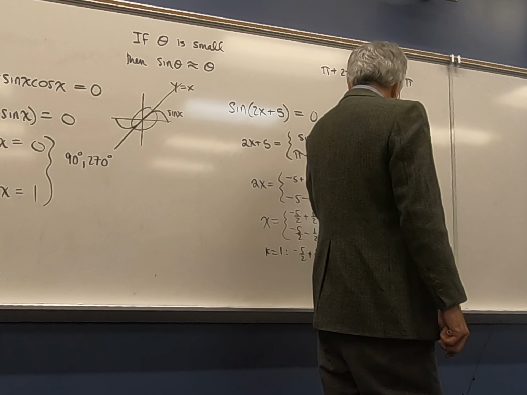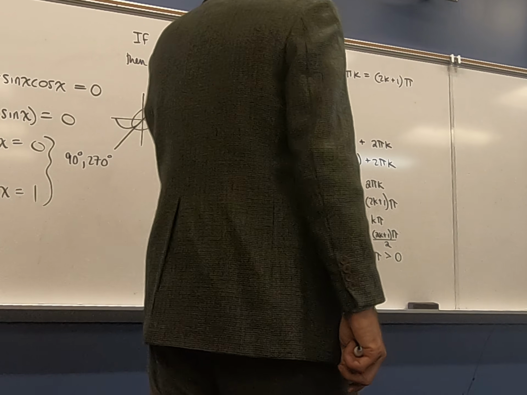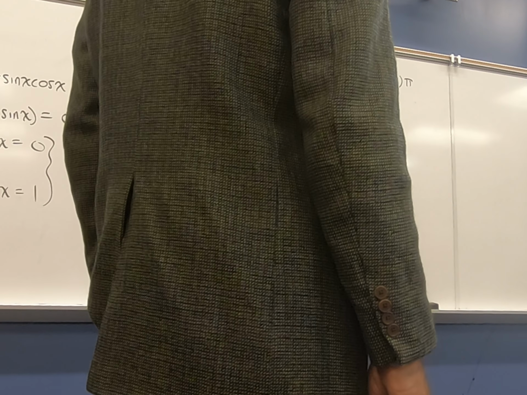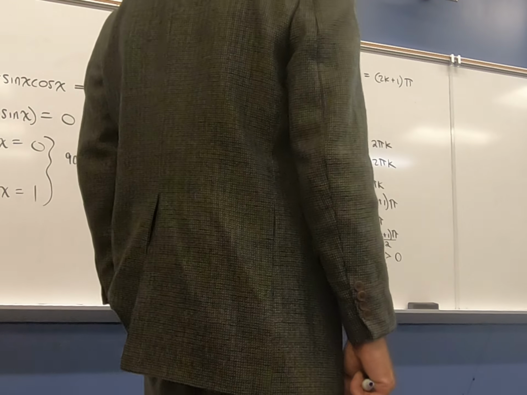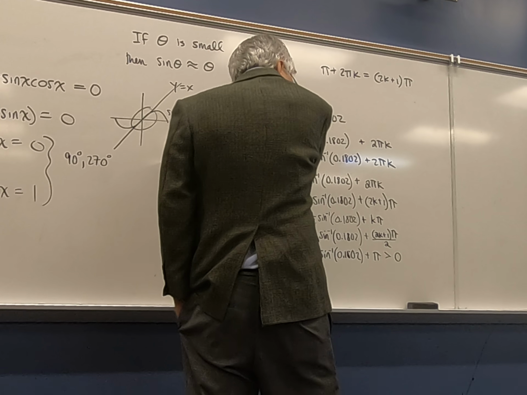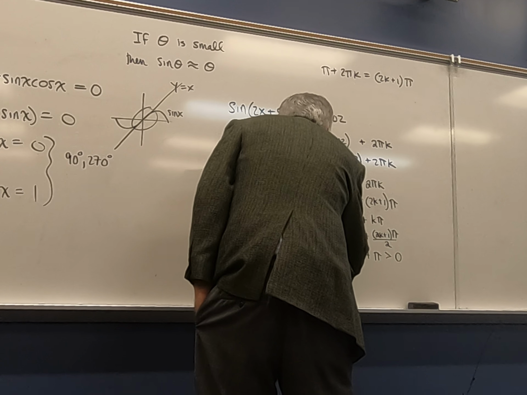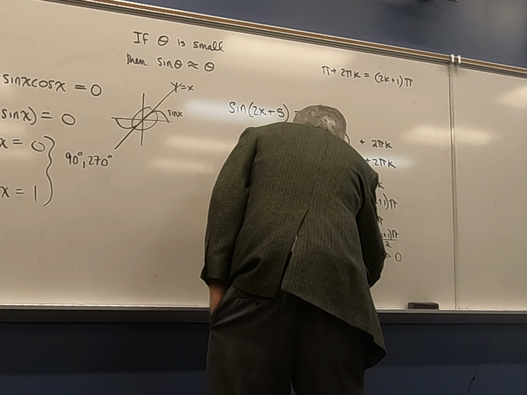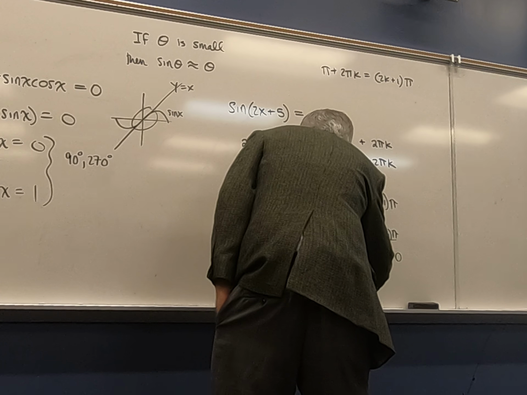So if k equals 1, I've got 3/2 pi. That's going to be bigger than pi, which is going to be bigger than 3. So that's a good value then, right? So this is also positive.